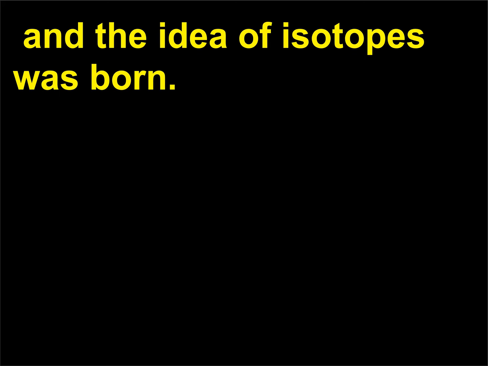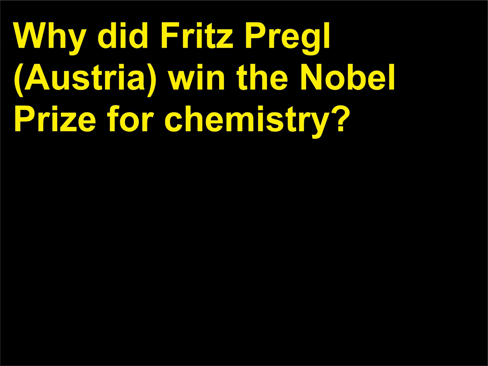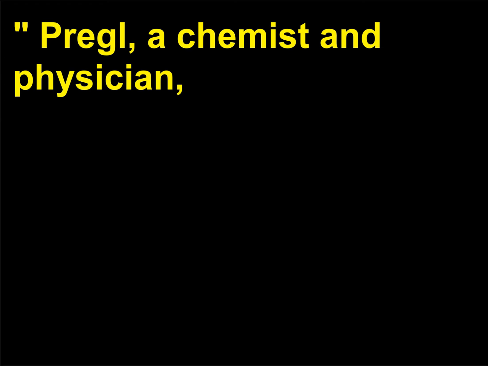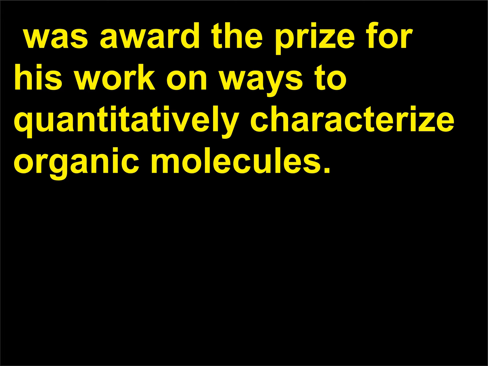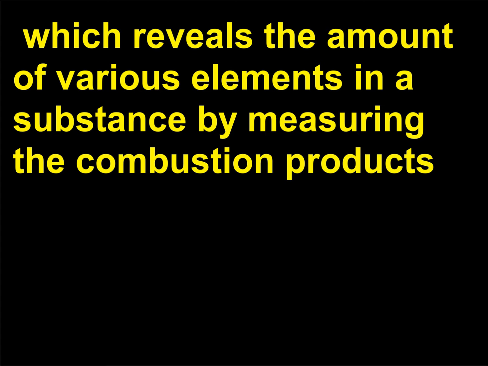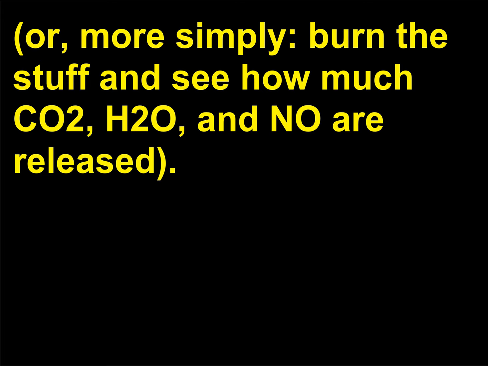Why did Fritz Pregl, Austria, win the Nobel Prize for Chemistry? For his invention of the method of microanalysis of organic substances. Pregl, a chemist and physician, was awarded the prize for his work on ways to quantitatively characterize organic molecules. In particular, he made great improvements to elemental analysis, which reveals the amount of various elements in a substance by measuring the combustion products, or, more simply, burn the stuff and see how much CO2, H2O, and NO are released.